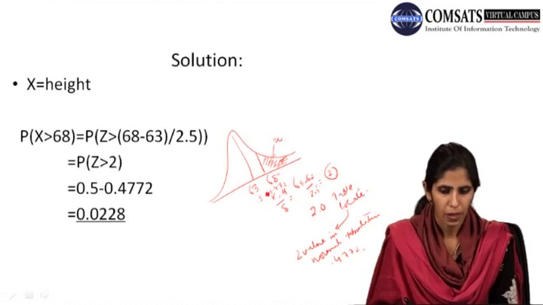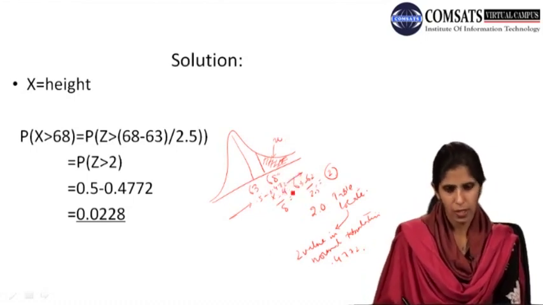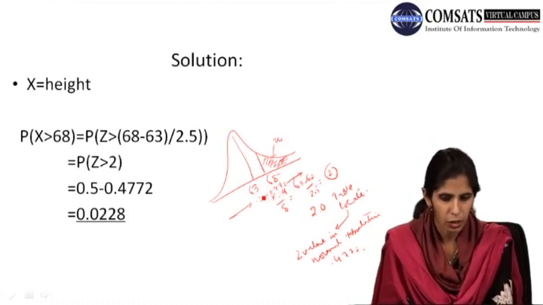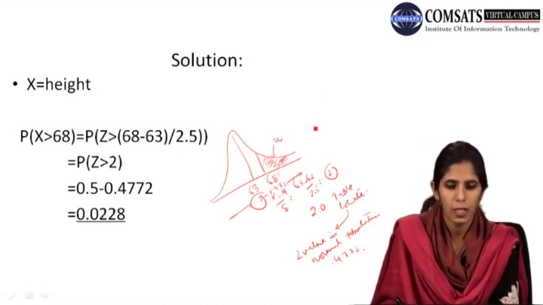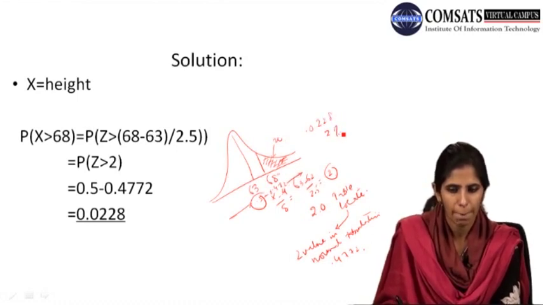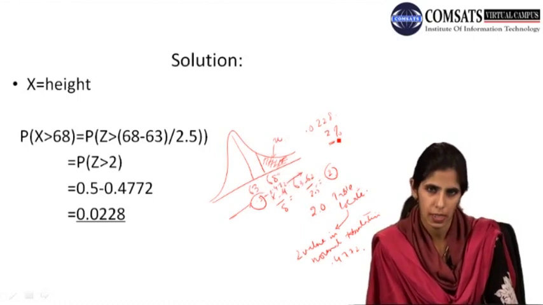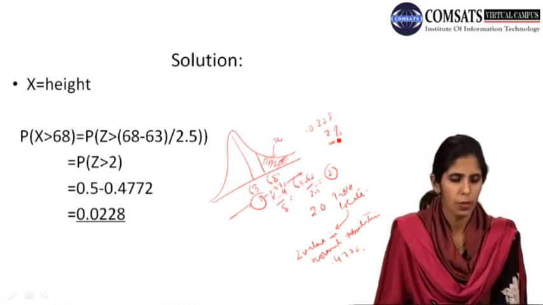We are not interested in knowing any value between 0.5 and 0.477, but we want to know the value which is greater than 0.477. So for this we have deducted 0.4772 from 0.5 to know the remaining area. The remaining area is 0.0228, which shows that just 2% of the women population has a height greater than 68 inches. That is something which is determined from this.